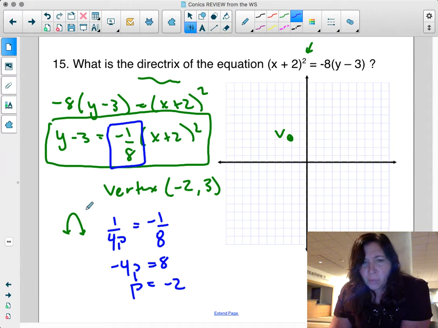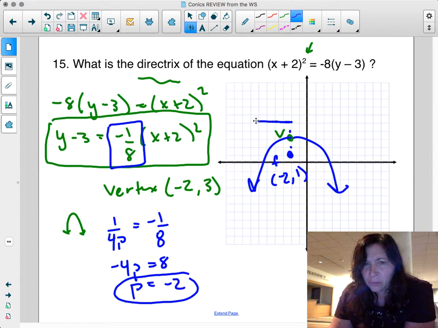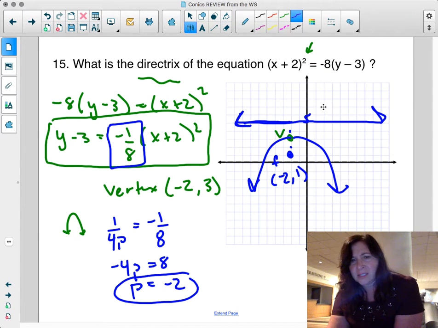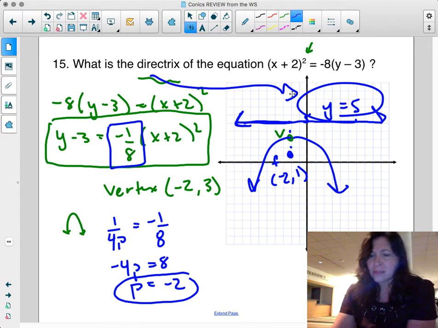Now, because this is a y equals negative x squared, I know my graph is doing this right here, which means that my focus point will be down 2. So that point right here, my focus, will be negative 2, 1. It also means that going up, my directrix is going to look like this. If I went up to get my vertex, I went up 3. If I go an additional 2, that's a 5 right here. Because it's piercing through the y-axis, it is y equals 5. That's the equation of the directrix that they asked.